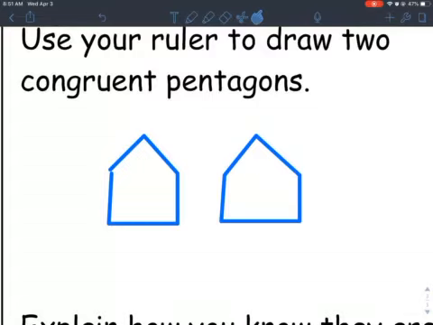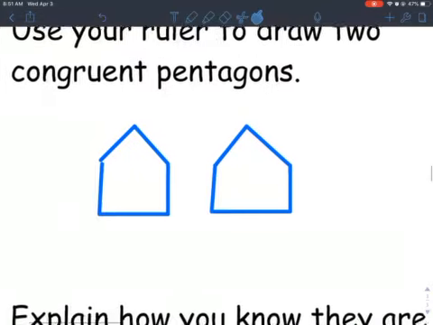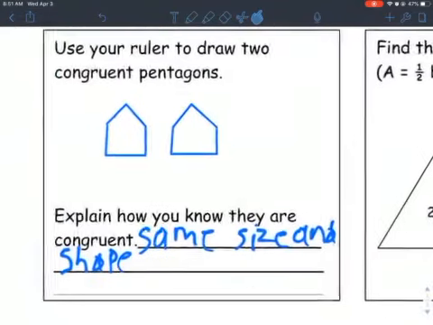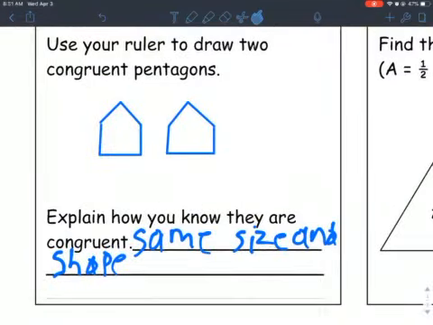Now, someone raise your hand. Let's go with number 8 here, please. Let's roll through number 8. Explain how they are congruent. Dylan? Same size, same shape. Hey, Dylan, sign your name. Damien, what number?